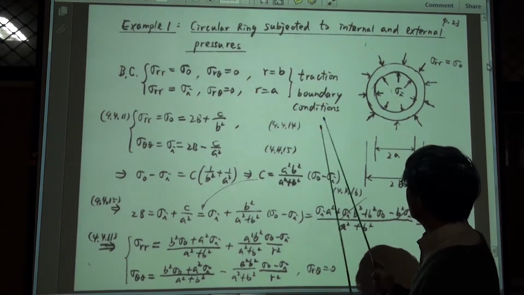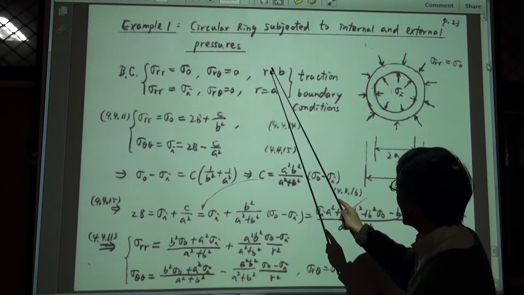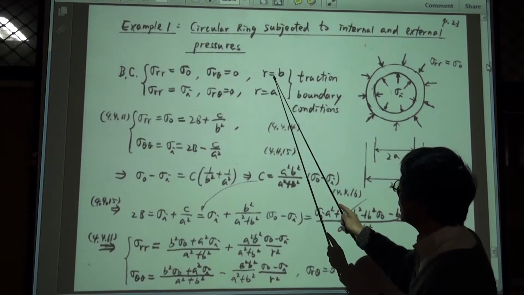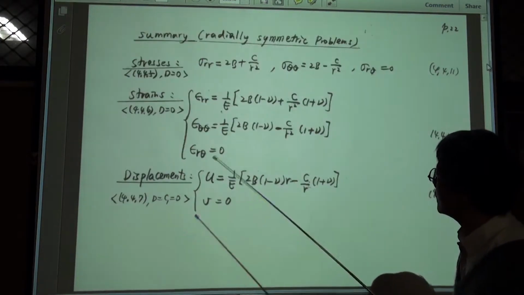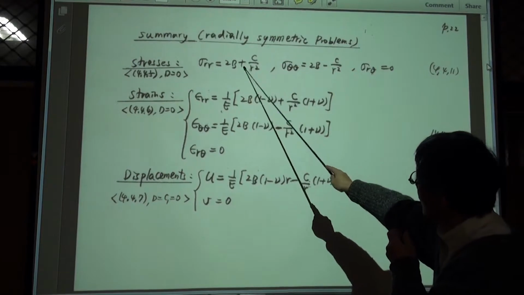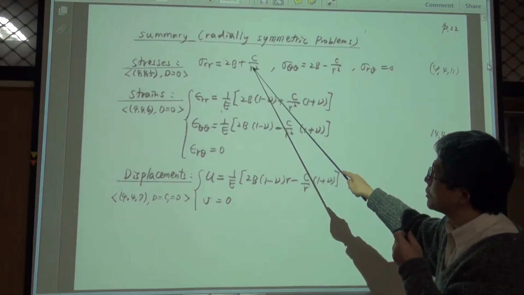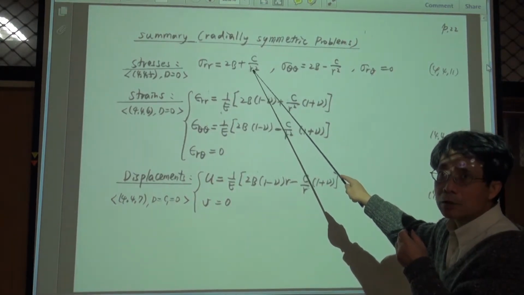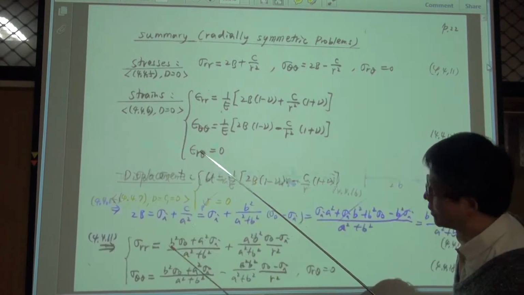Now we put the r equal b condition inside the stress field here. We have the sigma r here. We put r equals small b and r equals small a to calculate the outer and inner pressure, like this.